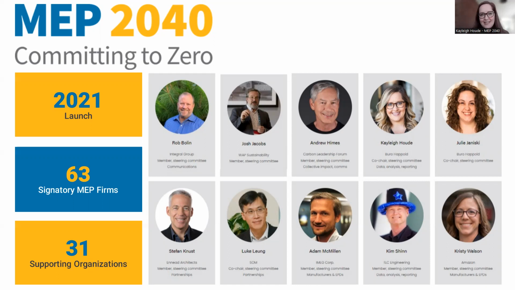So we launched this commitment in 2021 in October, made it public, but this steering committee that you see on this slide worked together really hard to get together the tenets of the challenge, which I'll describe a little bit more of. But right now we have 63 signatory firms. They have to be firms that have MEP scope as part of their services, and then 31 different supporting organizations. So architects, manufacturers, clients fall into that kind of supporting space. So if you go to the next slide.